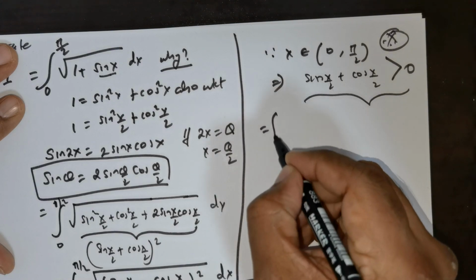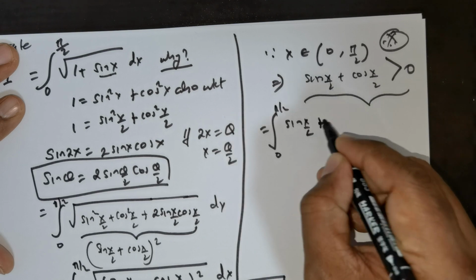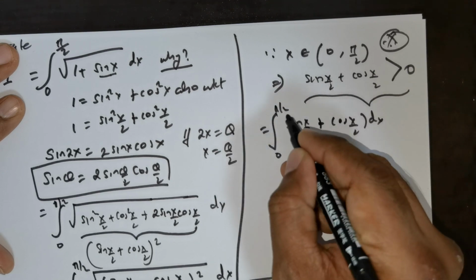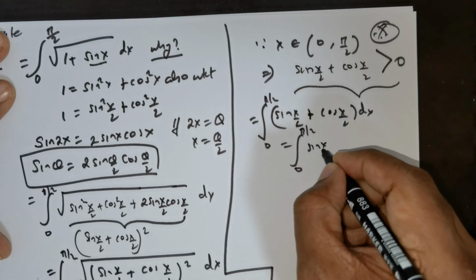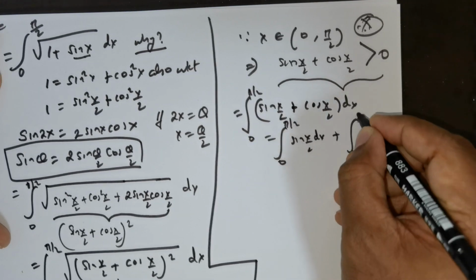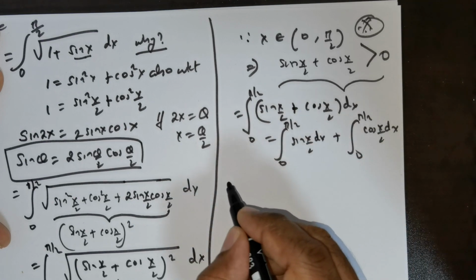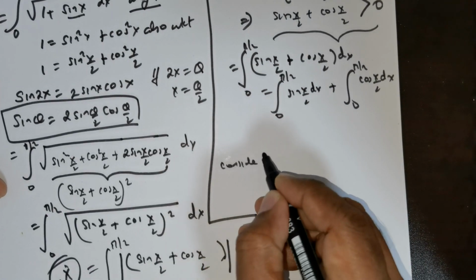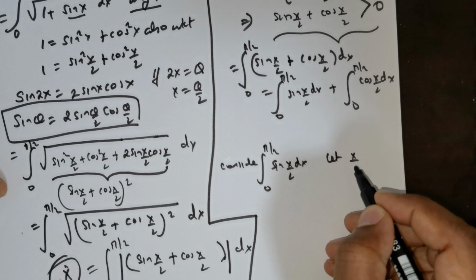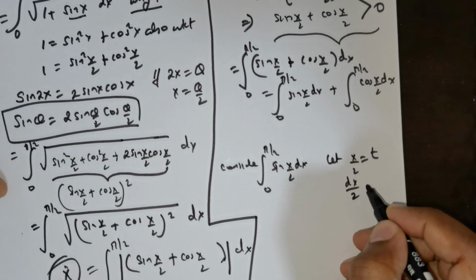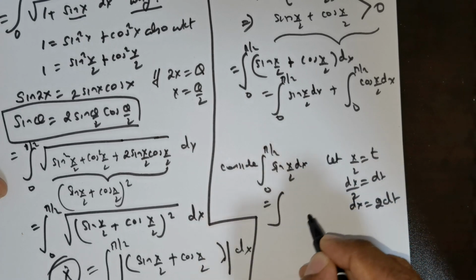Right? So this is now equal to the integral from 0 to pi over 2 of sine x over 2 plus cos x over 2 times dx. Now I can split this as the integral from 0 to pi over 2 of sine x over 2 times dx plus the integral from 0 to pi over 2 of cos x over 2 times dx. Now let me integrate this. I'm going to state over here, consider the integral from 0 to pi over 2 of sine x over 2 times dx. Now what I'm going to do, I'm going to take x over 2 to be equal to t. So dx over 2 is equal to dt. So dx is equal to 2 times dt. So substitute it there.